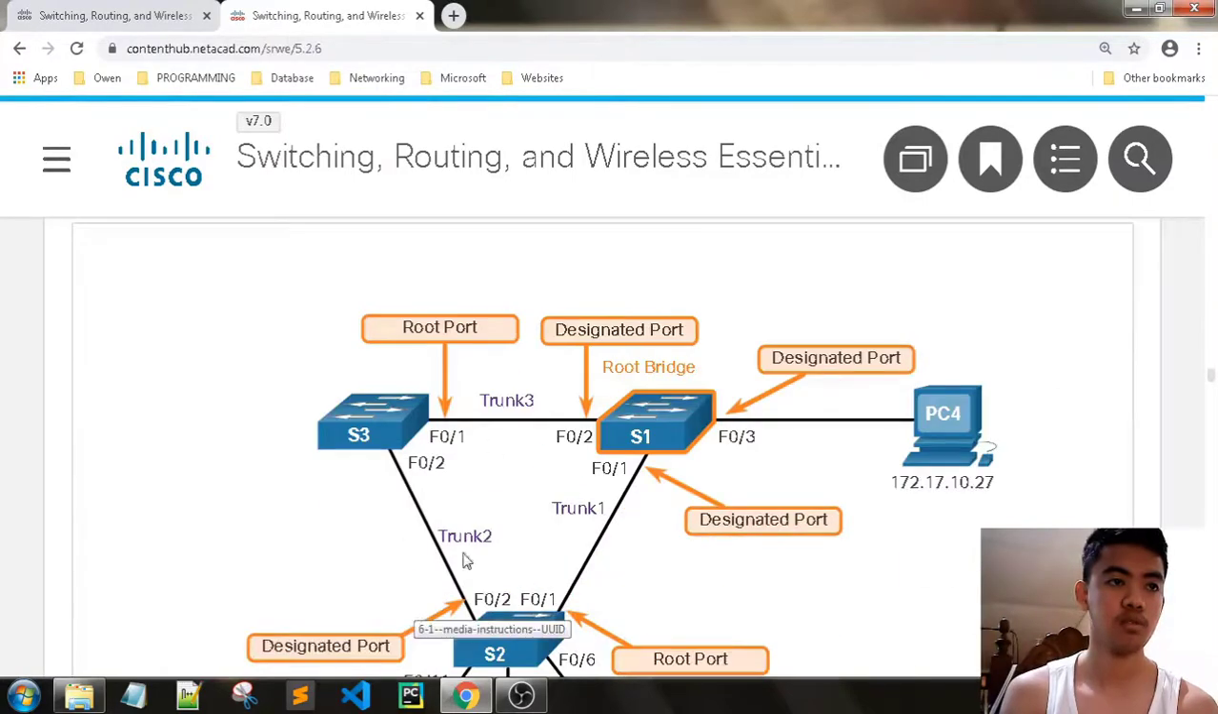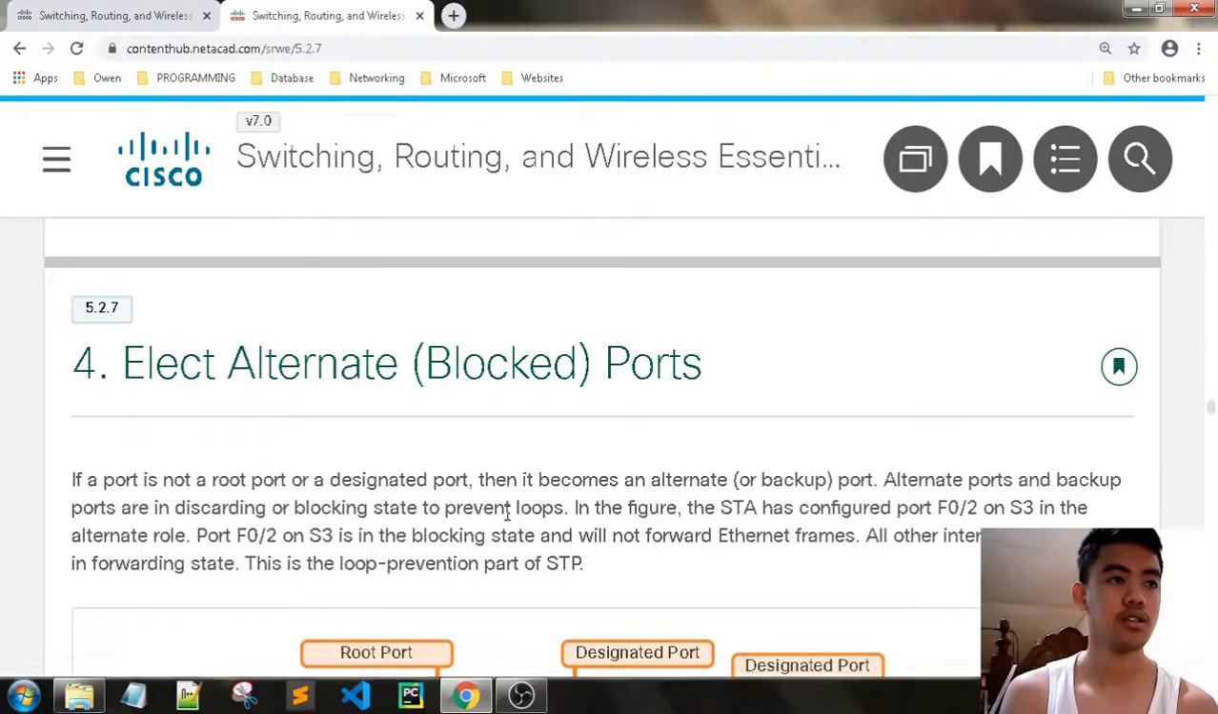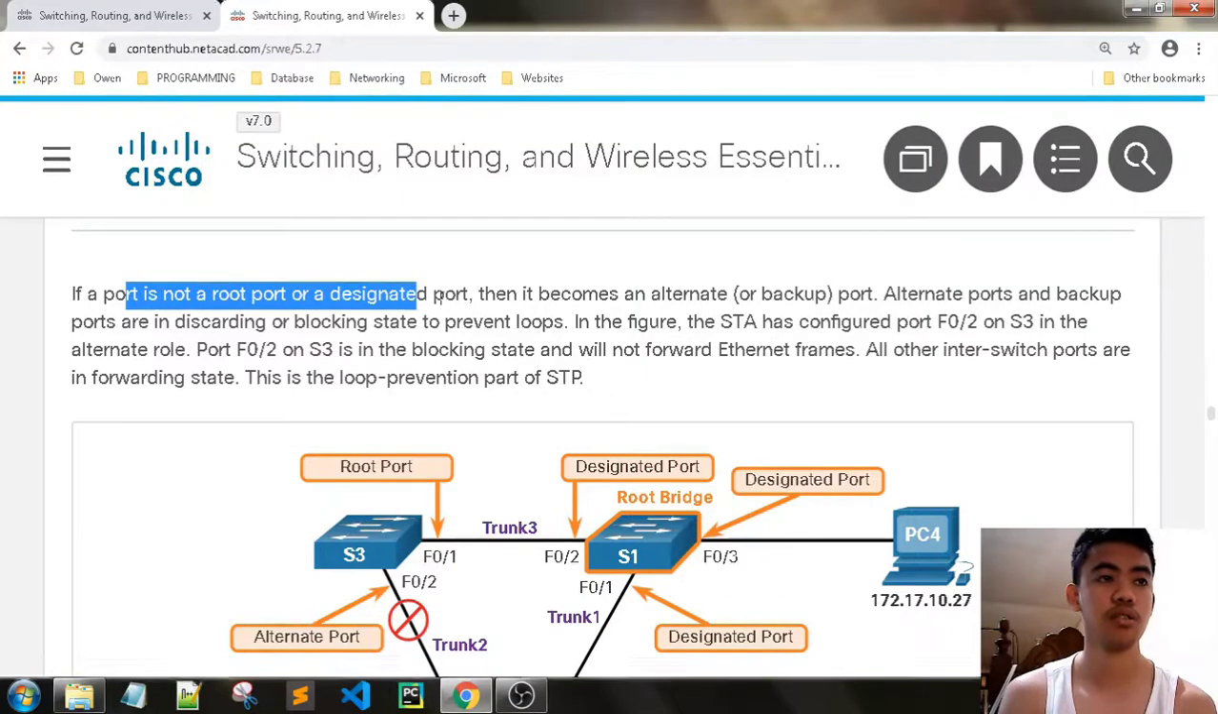Designated port when there is no root port: I think it will be a blocked port, like alternate ports. If a port is not a root port or a designated port, then it becomes an alternate port.